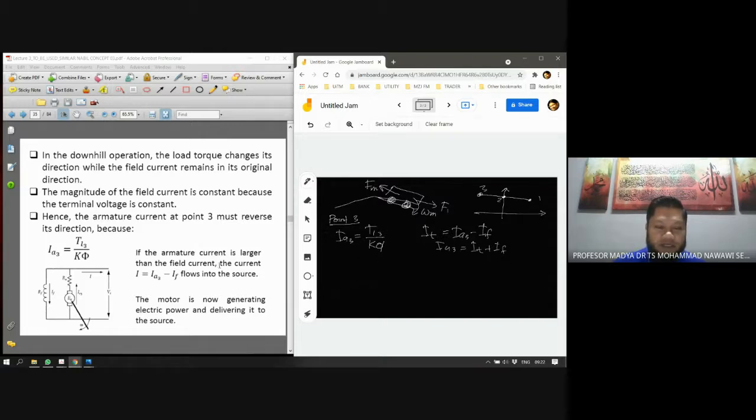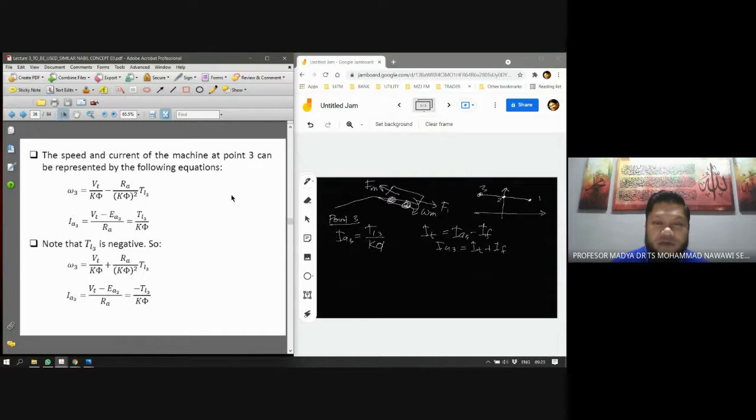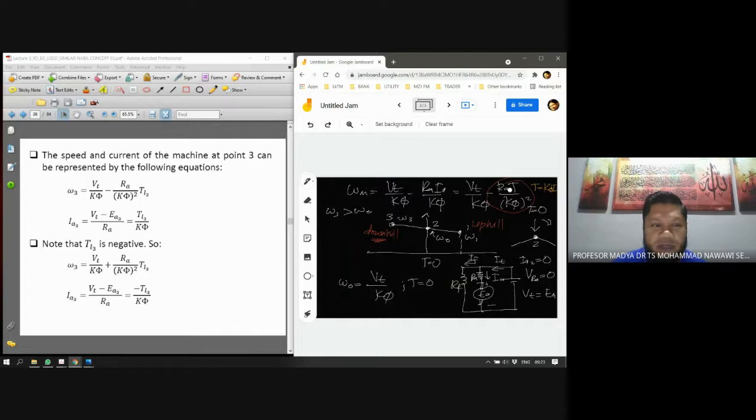The motor is now generating electric power and delivering it. So in this case, instead of having the power from electric to mechanical, now it transfers back from mechanical to electric. So it is a generating mode. The motor is experiencing the generating mode, and this is from the equation before, the motoring equation here. You have omega 3 equals Vt over K flux minus Ra over K flux squared times TL3, which is this equation, and IA3 equals Vt minus EA3 over Ra. So this is still in the motoring equation, but now we know that torque is negative.